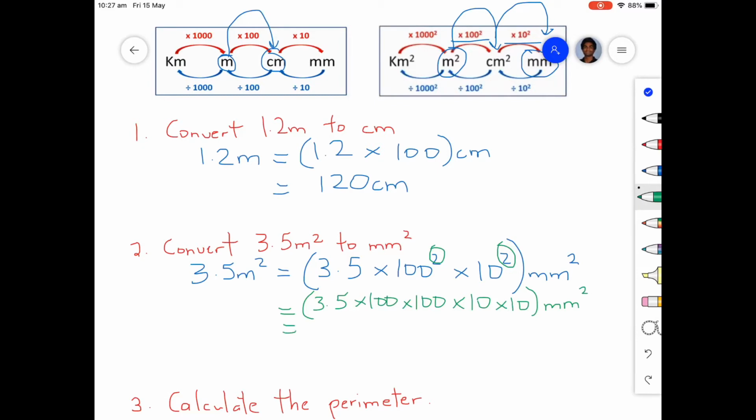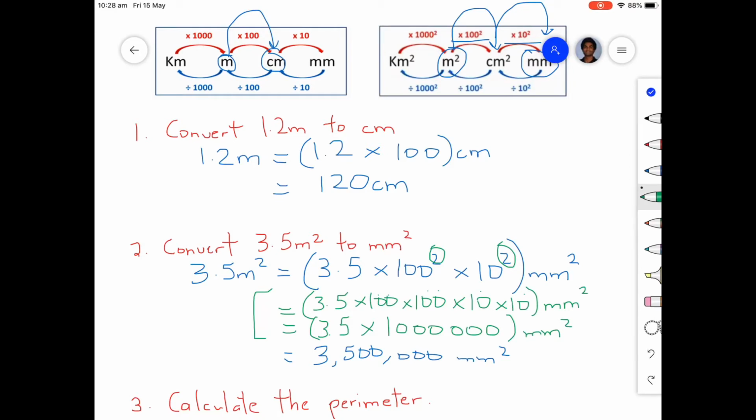So our answer is going to be 3.5 times 1 million, because that's 1 and 6 zeros. So our answer will be 3.5 times 1 million. That will be 3.5 million, or 3,500,000 millimeters squared. So those two steps in the middle are not necessary, but they are a good way of making sure that you're doing it correctly. You can, of course, just use your calculator and jump straight to the answer of 3,500,000 millimeters squared.